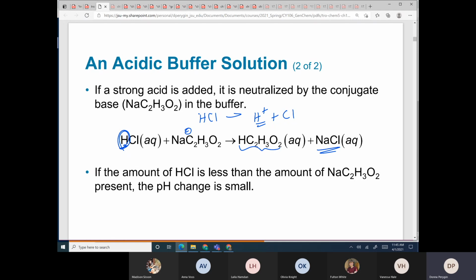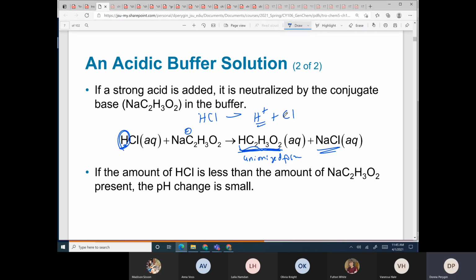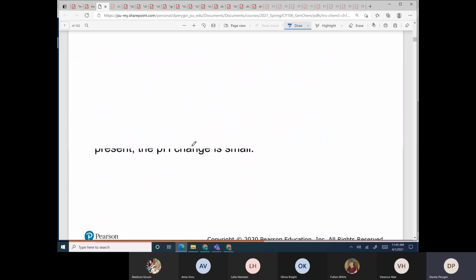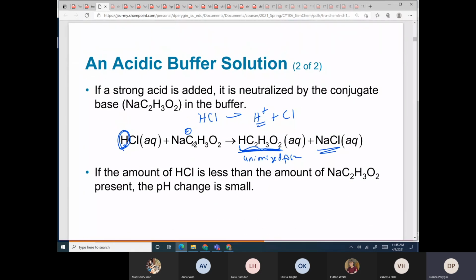Okay, so an acid plus a base gives you a salt plus water, right? That's another story, but anyway, so you end up with the unionized form. Let me write that down. All right, so if the amount of HCl is less than the sodium acetate, then the pH change again will be small because you're not forming extra H plus. You're not forming this H plus here.